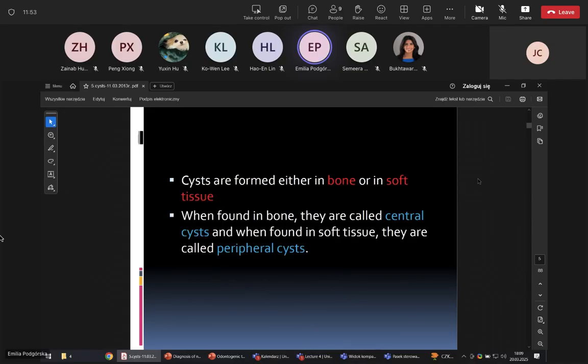Cysts are formed either in the bone or in soft tissue. When formed in bone, they are called central cysts, and when formed in soft tissue, they are called peripheral cysts.